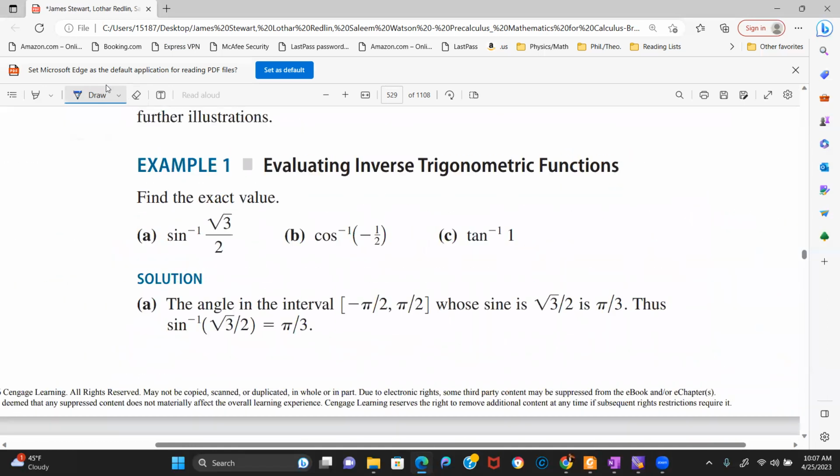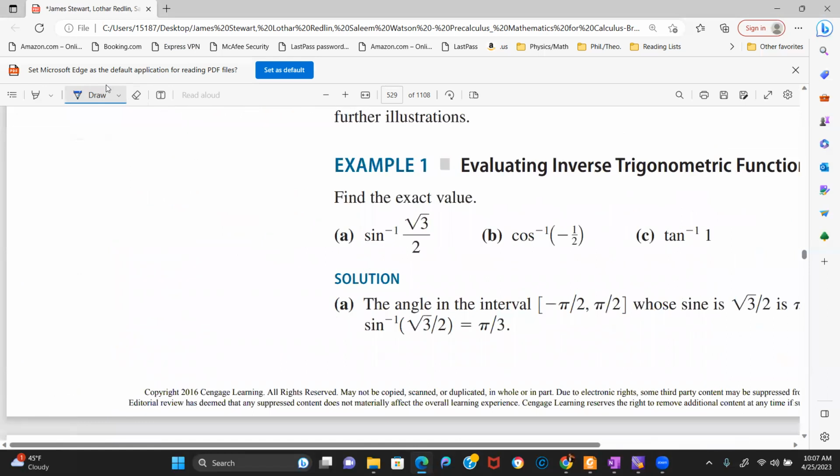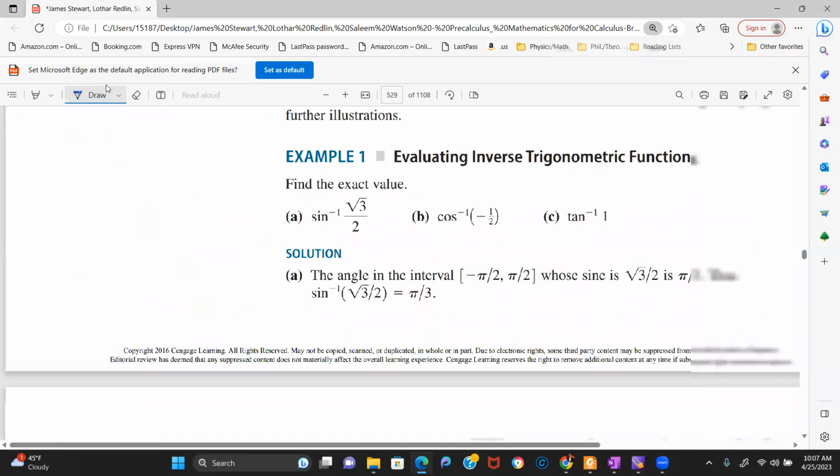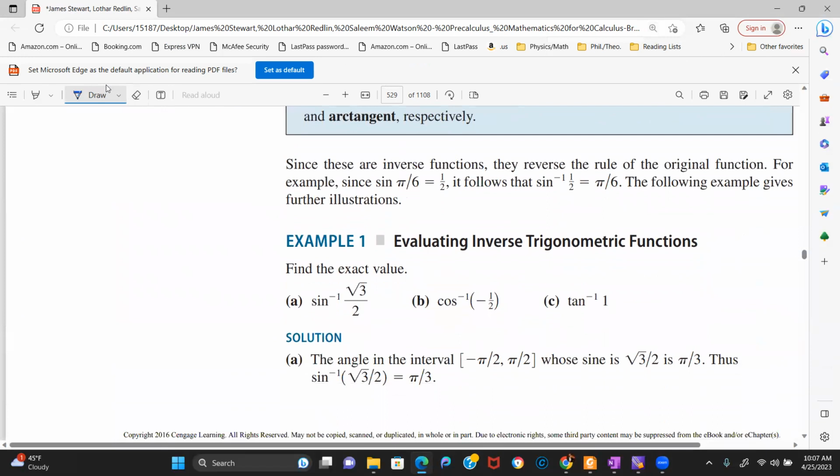So basically, if we zoom out a little bit, if I can, we want to find out what sine inverse of root 3 over 2 is. It's going to be equal to some angle theta such that sine of theta is equal to root 3 over 2, and remember, we don't want just any theta.